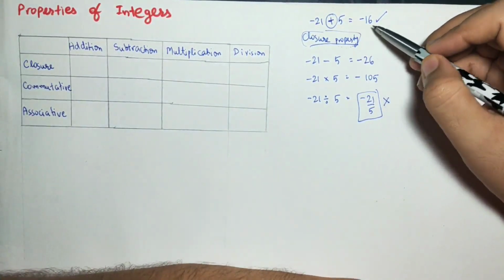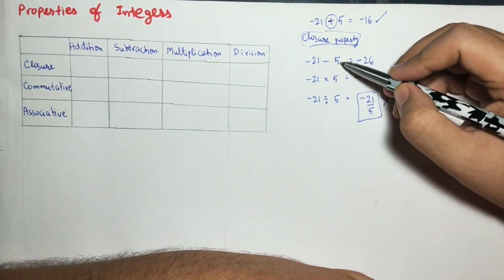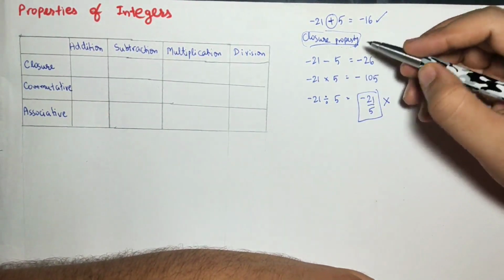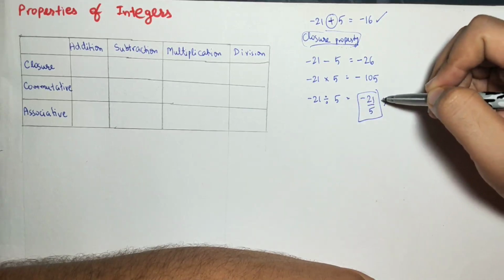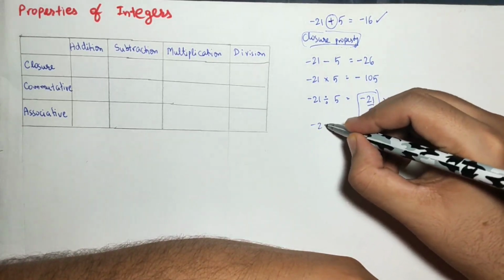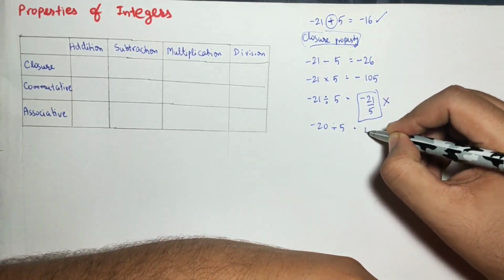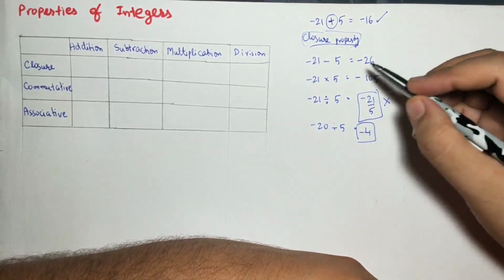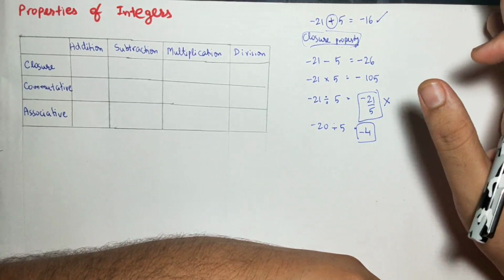So you added two numbers, you got an integer. You subtracted two numbers, you got an integer. You multiplied two numbers, you got an integer. But when you divide two numbers, you may or may not get an integer. If I say minus 20 divided by 5, I will get minus 4. In this case, I got an integer, but not in all cases.